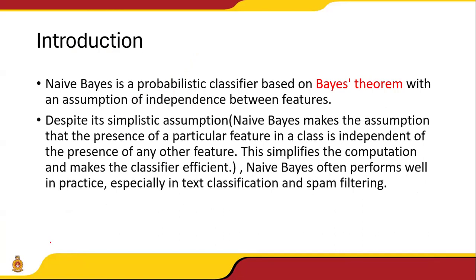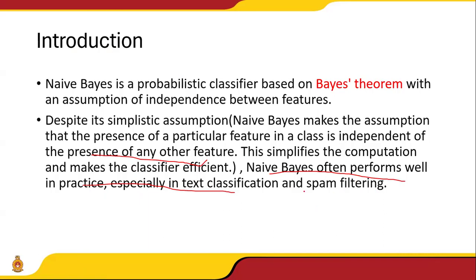Despite its simplistic assumption, right? The naive Bayes assumption is that the presence of a particular feature in a class is independent of the presence of other features. This is the simplistic assumption. It simplifies the computation. Naive Bayes often performs well in practice, especially in text classification, spam filtering, and so on.